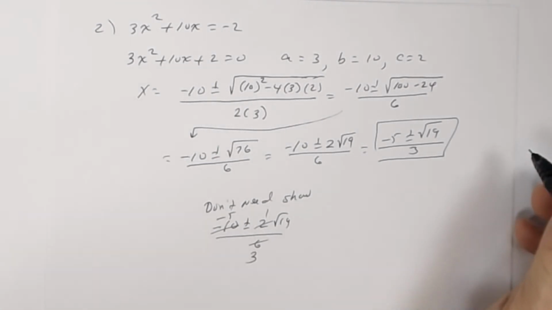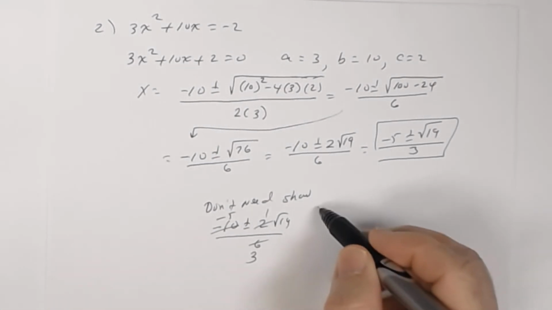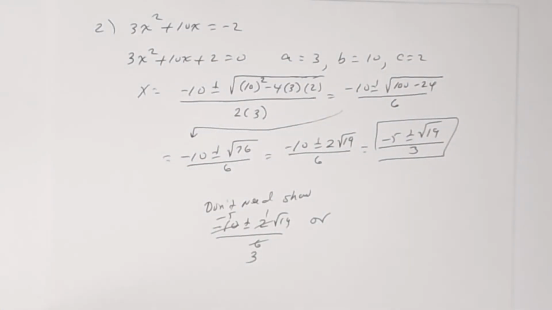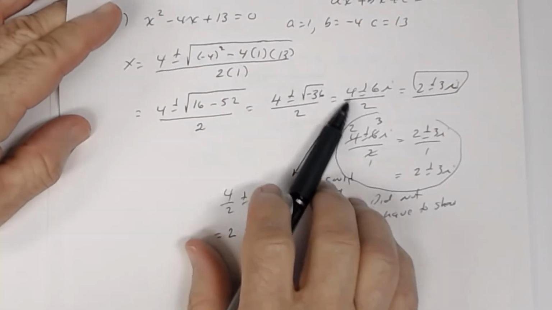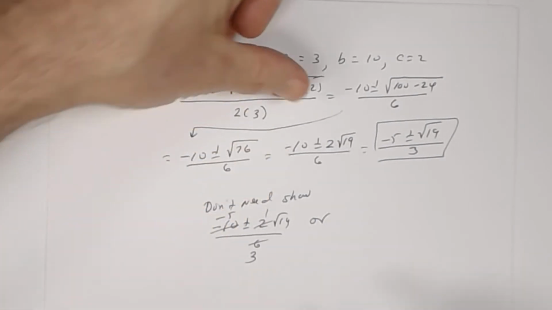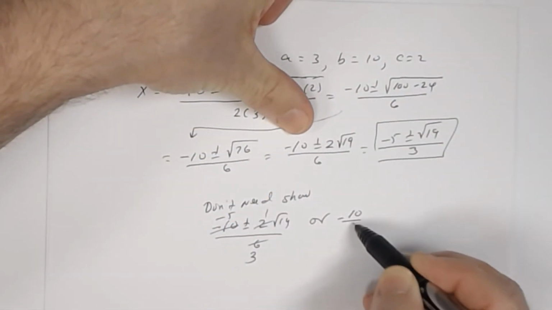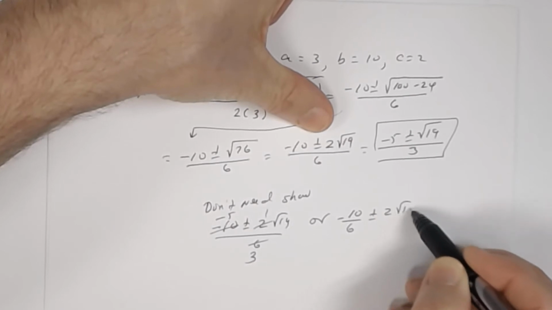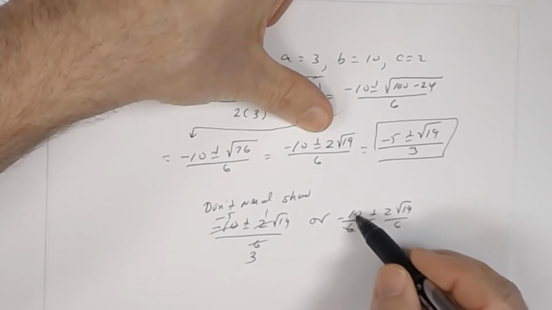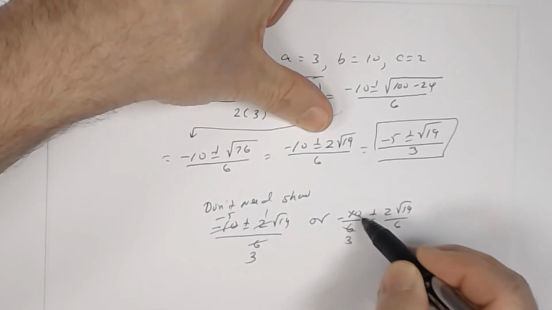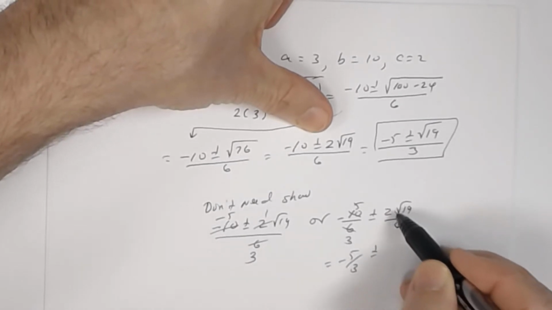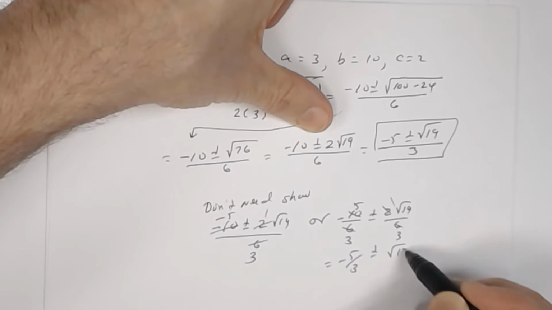Now, what some students did, and it's fine, you could have said this. Remember how we did here where we said I can take this divided by 2 and then take this term divided by 2? Do the same thing here. So in other words, you're saying negative 10, 6 plus or minus 2 square root of 19 divided by 6, and then reduce. Negative 10, 6, they're both divisible by 2, and so you get negative 5/3 plus or minus. Here, they're both divisible by 2, and then you get square root of 19 divided by 3.